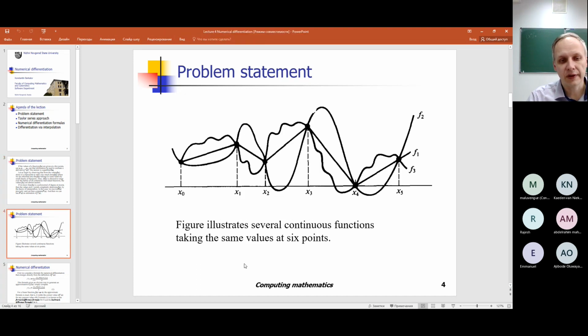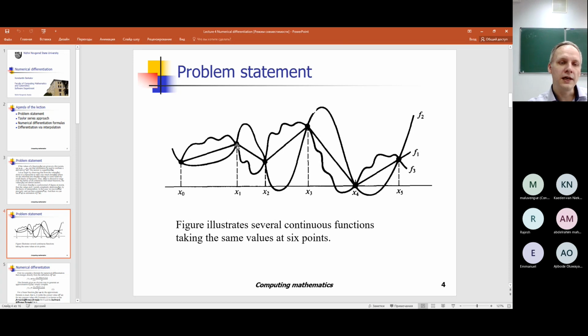This picture illustrates this idea. Suppose that we have n plus 1 points. Suppose that we have 6 points, numbered from 0 to 5: x0, x1, and so on, x5. These are these points.